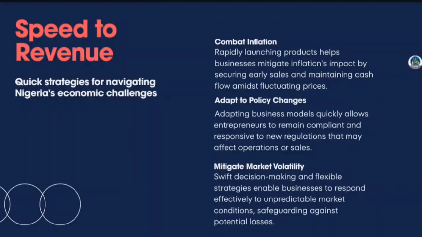So swift decision making and flexible strategies will enable the business to respond effectively to unpredictable market conditions, which safeguards you from having losses. The goal of every business is to make profit. So for you to consistently enjoy that profit, one, as I said earlier on, you must have a balanced loop. Two, you must be able to shift in regards to the volatility of the market. So if there's any shift, you go along with it. The essence of doing this is to avoid getting into potential loss.